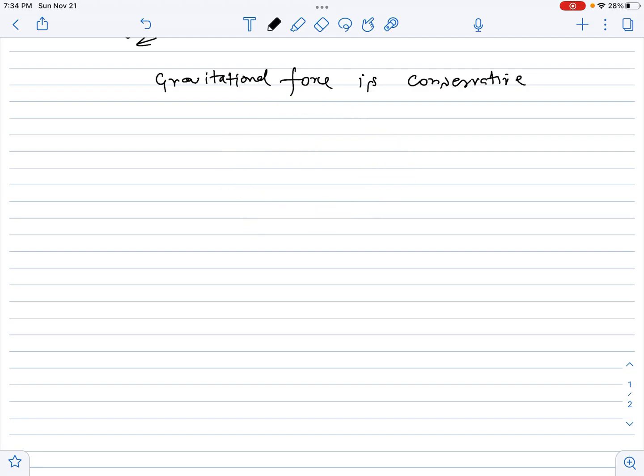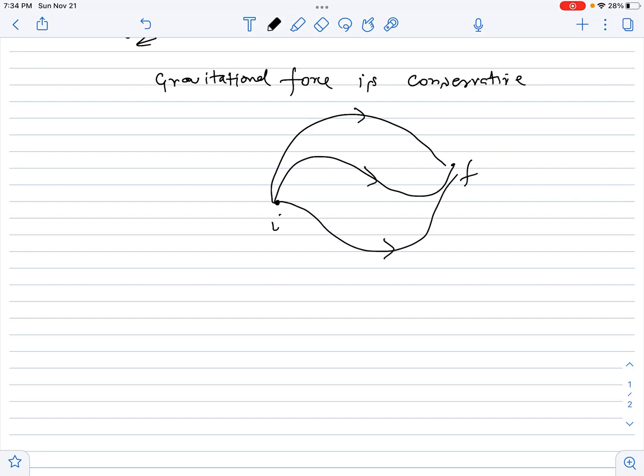So you can say this is your initial position, this is your final position, and you can go by this path, or you can go by this path, or you can go by this path. In all the paths, work done by the gravitational force G m1 m2 by r square must be independent of path. If we are able to prove this thing, then we can say we can derive the potential energy function in this case.